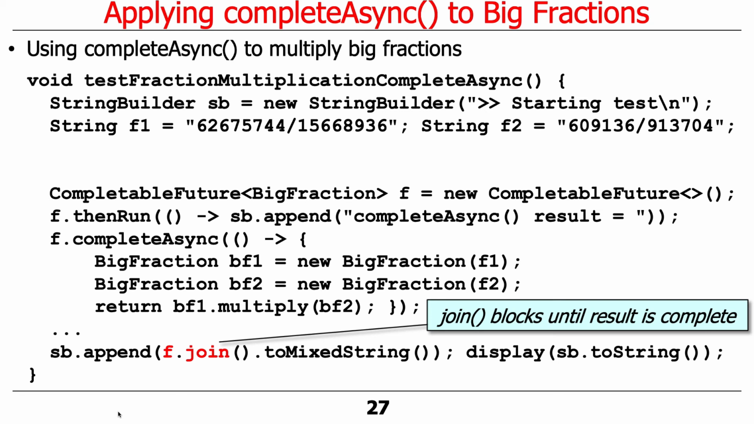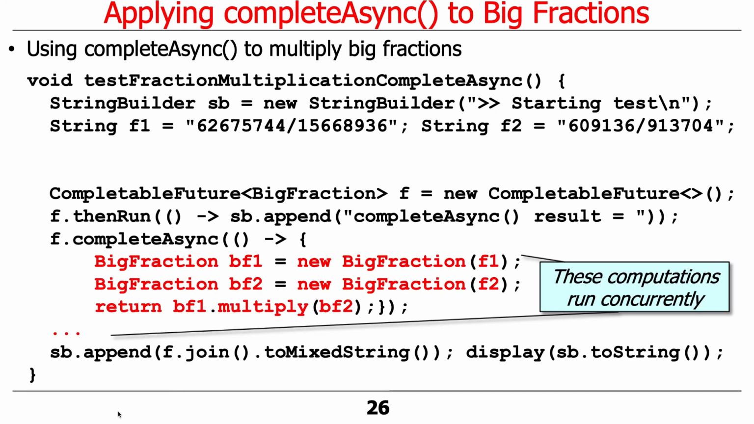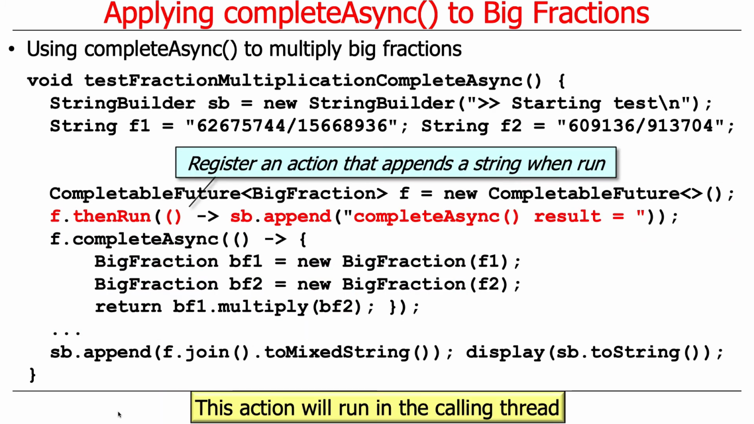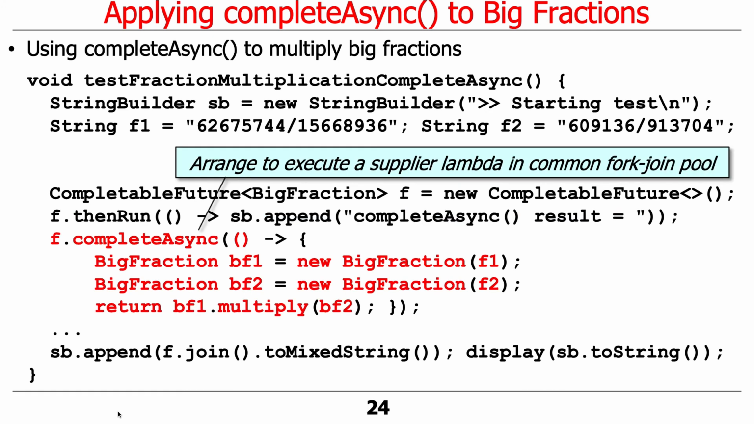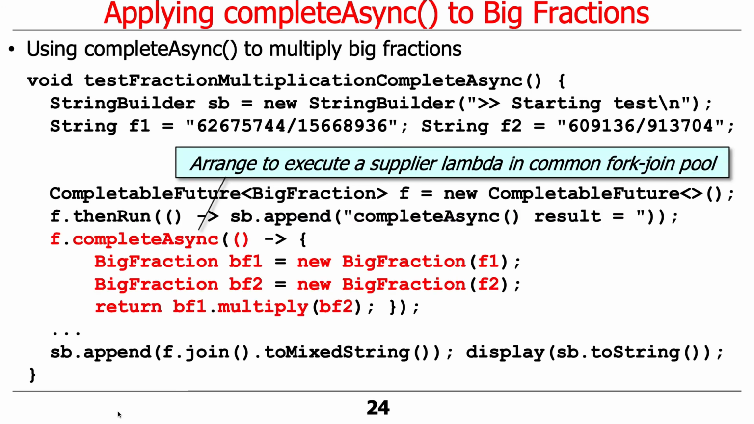And then, as you can see here, we're going to convert the result, which will be a big fraction that corresponds to the multiplication, to a mixed string, and we're going to append that here. And then the last thing we're going to do is display the output as a string. So this just illustrates yet another way to cause interesting things to happen. And it also illustrates the thenRun method, which will be run at the appropriate point. Oh, and another interesting thing, this thenRun method will run in the calling thread. Let's say this is the main thread. That'll run in the main thread, whereas this thing will run in the common fork join pool thread. So they'll run in parallel.